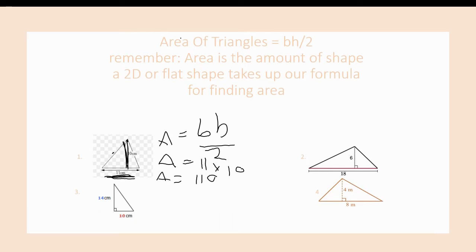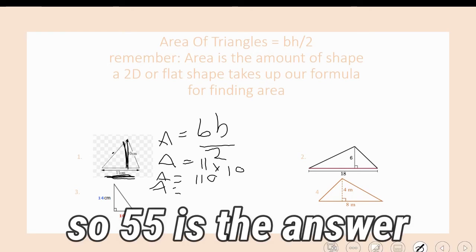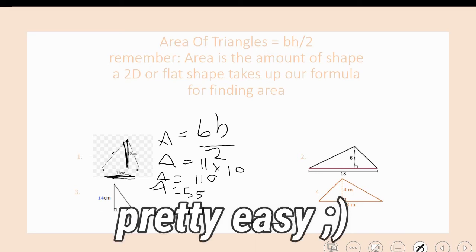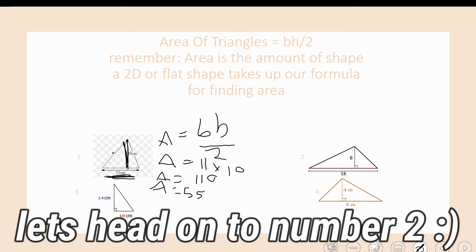So 110 divided by 2. Just take the 10 out of the 110 and divide 100 by 2, which will equal 50. And then divide the 10 by 2, which will equal 5. So 50 plus 5 is 55, and 55 multiplied by 2 equals 110. So 55 is the answer, the official answer, 55. Pretty easy. So let's head on to number 2.